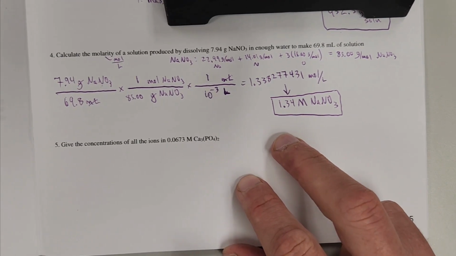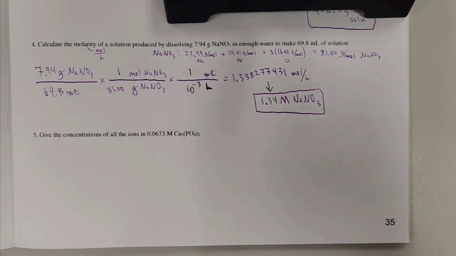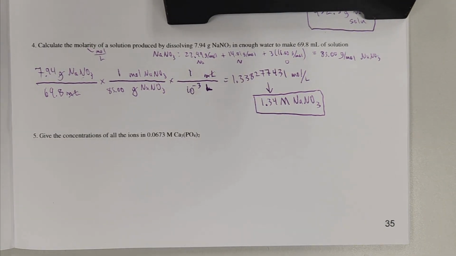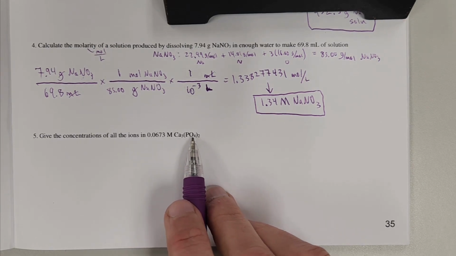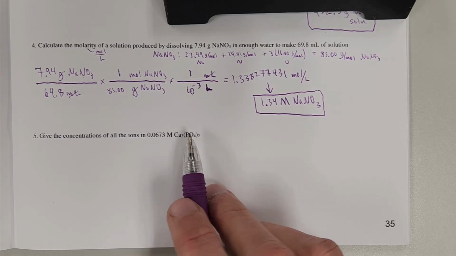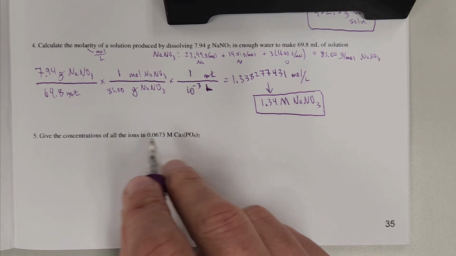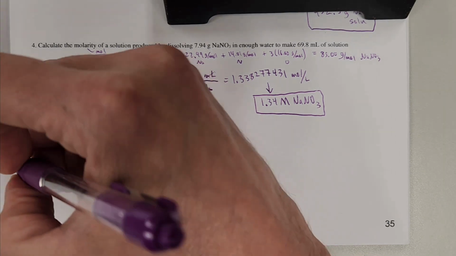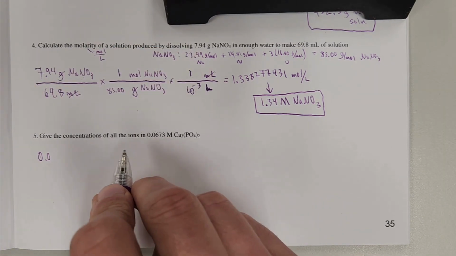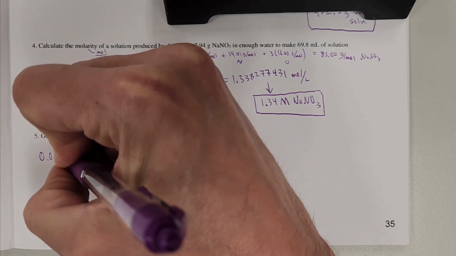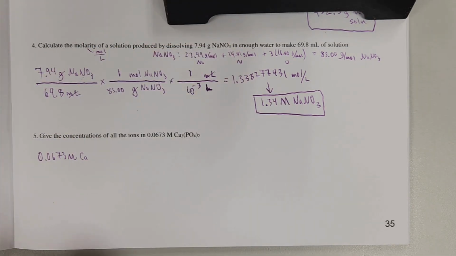Well, now do this one. Give the concentration of all ions in that solution. Okay, here's how that's going to happen. How many ions are there? There's 1, there's 2. Calcium and phosphate. So what I'm going to do is start with 0.0673 molar calcium phosphate.